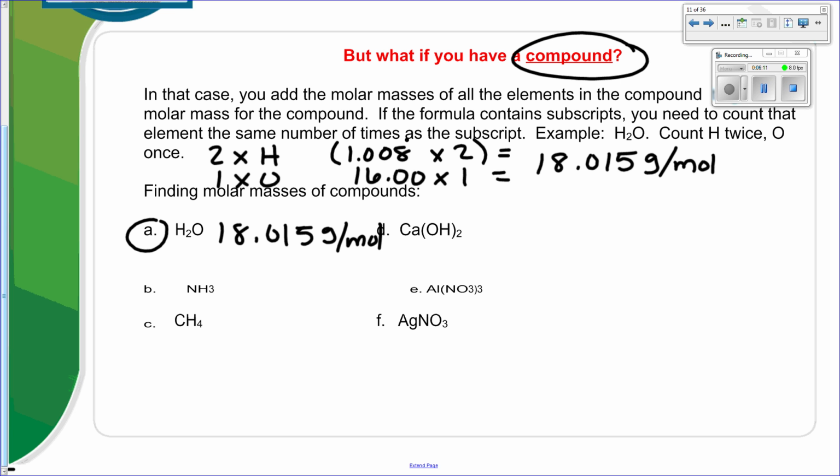So go ahead and try it with NH3. Pause the video and see if you can calculate the molar mass for NH3. All right, let's do it together to check our work.